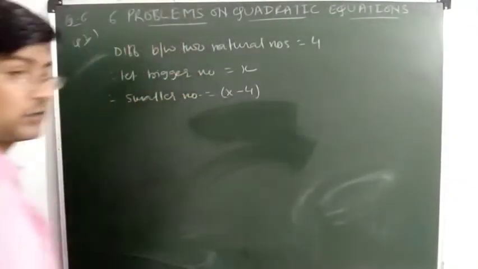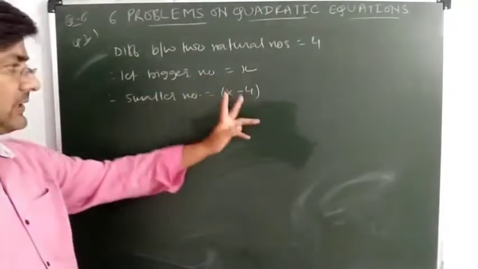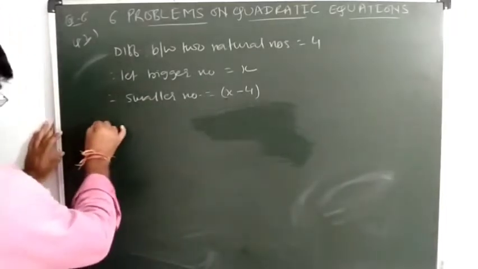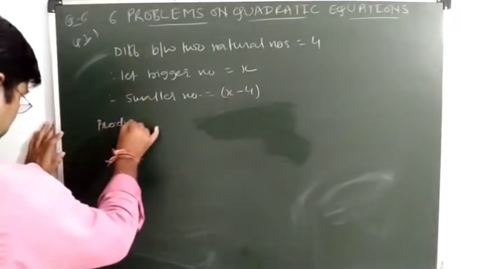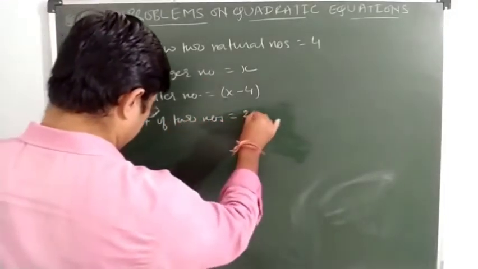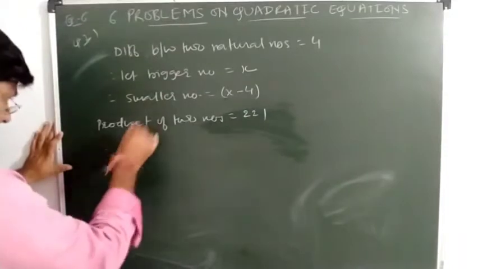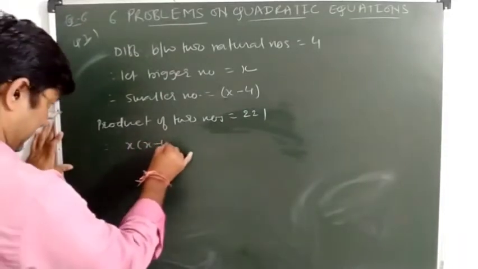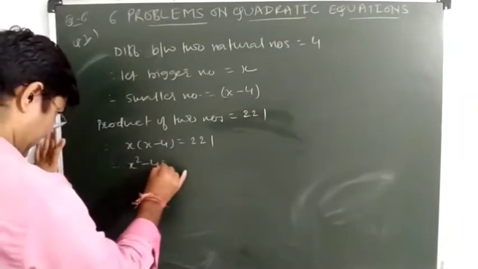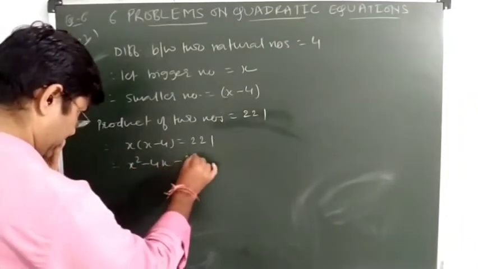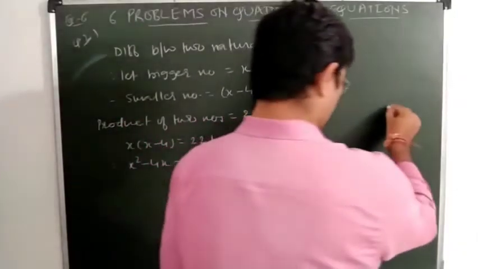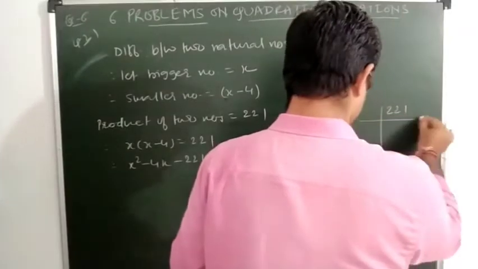Now the product of two numbers. One number is x, the other number is x minus 4. Their product is 221. So let us multiply the two numbers. x into x minus 4 is equal to 221. Therefore x square minus 4x, transpose 221 to the left. Now let us factorize. Find two factors of 221 such that the difference is 4.